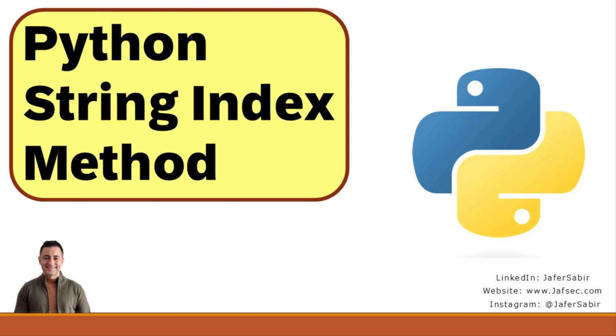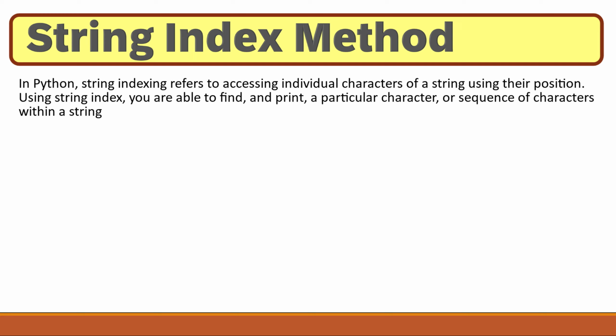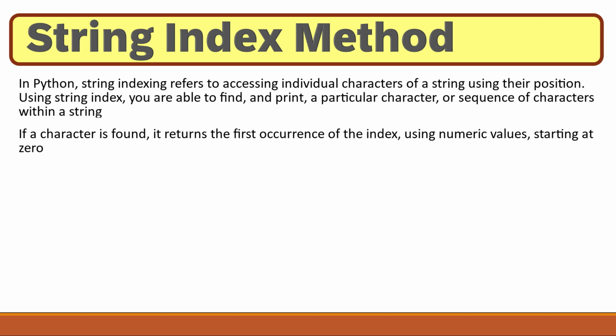In this video, we'll take a look at the string index method. In Python, string indexing refers to accessing individual characters of a string using their position, also known as the index within a string. Using the string index, you are able to find and print a particular character or sequence of characters within a string. And if a character is found, it returns the first occurrence of the index using numeric values, starting at 0.